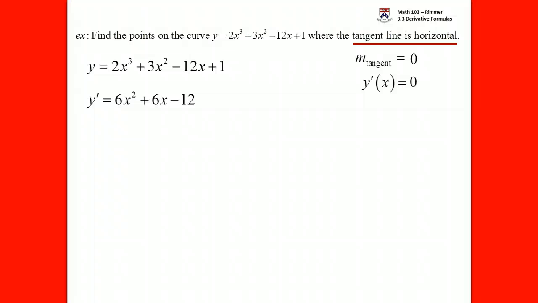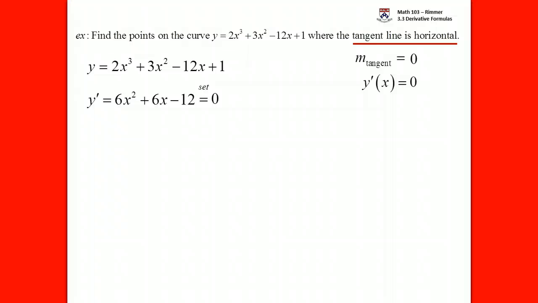Now you want to know where it's equal to 0. You have to find the x that makes it 0. Algebra now. Calculus over. It's a quadratic. Set it equal to 0 and factor if you can. If you can't factor, then what do you do? You have to use the quadratic formula.